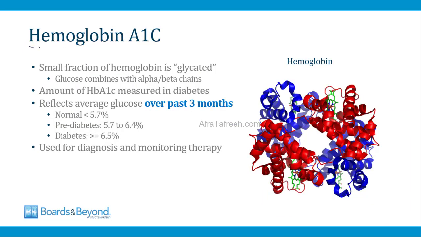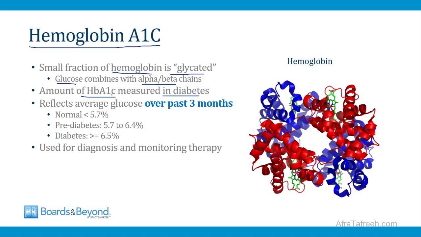Okay, let's talk about hemoglobin A1C. So a small fraction of normal hemoglobin is glycated, and this means that glucose combines with the alpha and beta chains found in hemoglobin. And we can measure the amount of hemoglobin A1C, which is the amount of glycated alpha chains in hemoglobin, and we can use that for diagnosis and monitoring in patients who have diabetes.